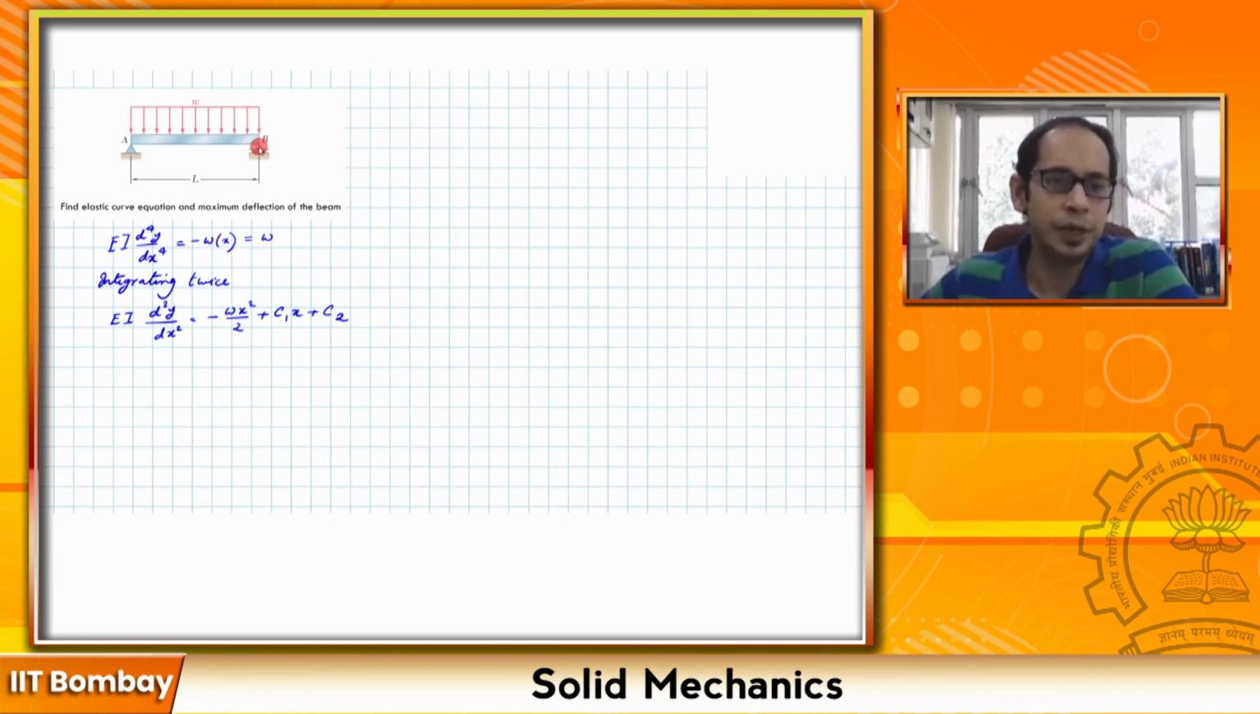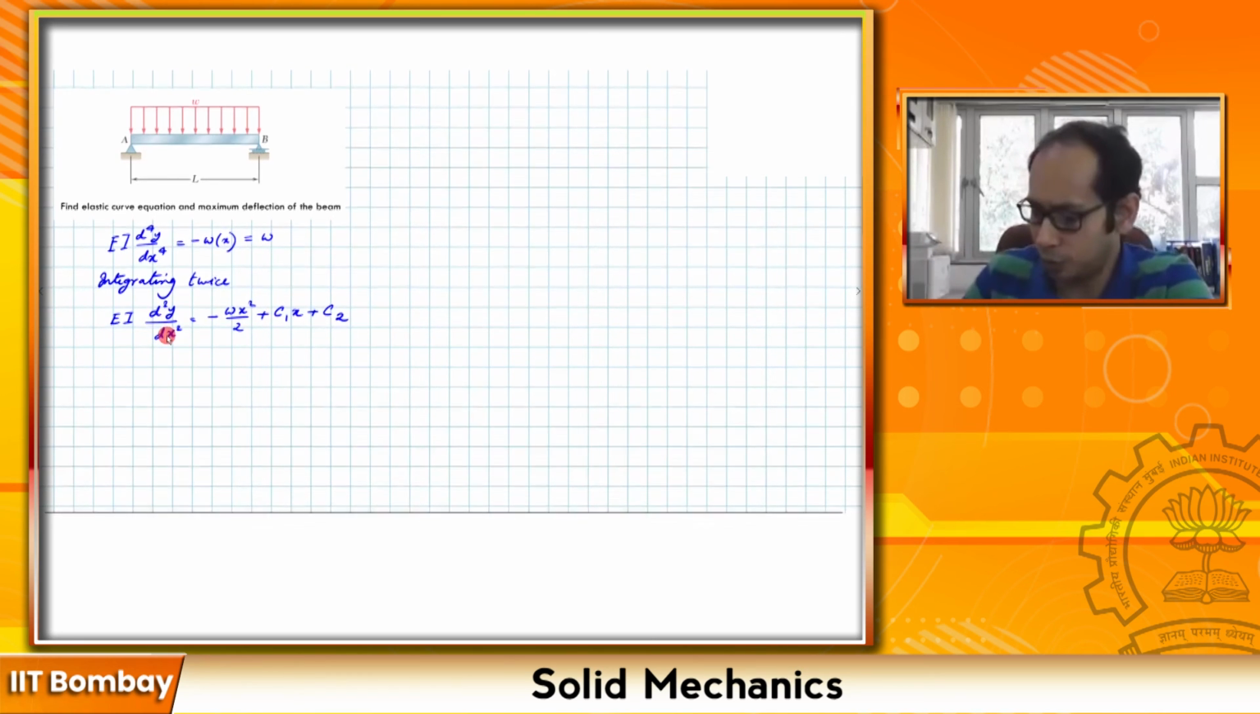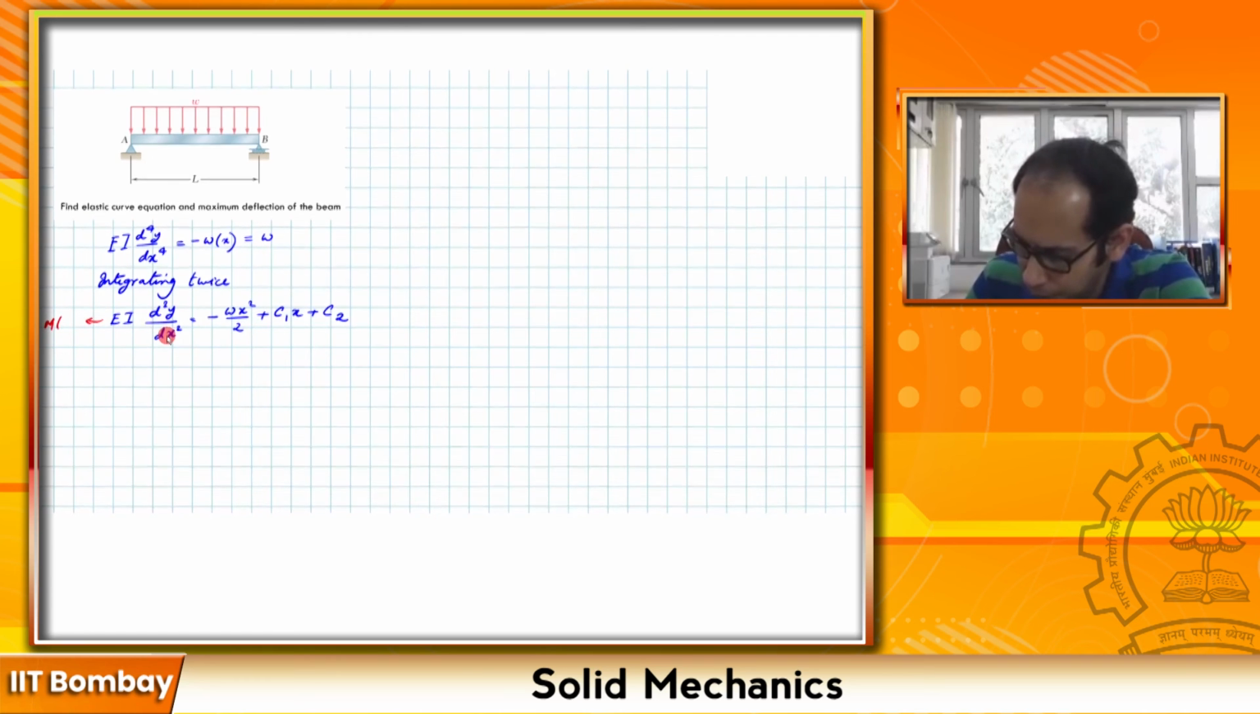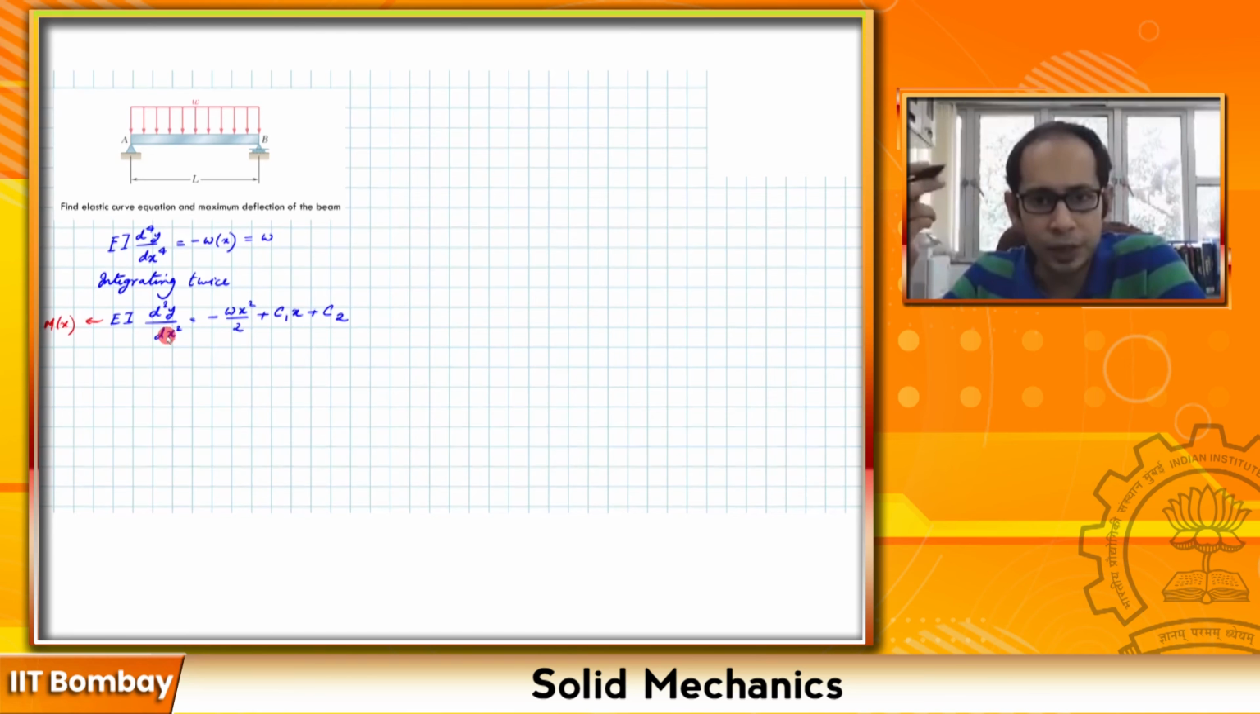Now remember, here we have now introduced 2 constants of integration, C1 and C2, and if you recall, EI d square y by dx square is nothing but equal to the moment M. So this is nothing but M of x. So before integrating it 2 times again to get the y, we can solve for C1 and C2 here directly. And how can we do that?